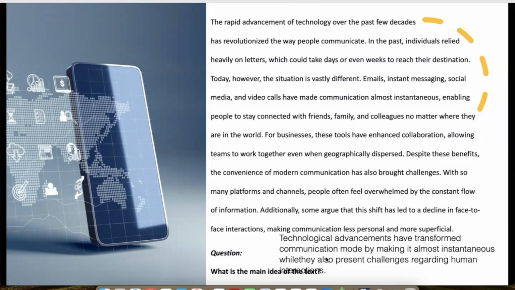Please go on. Technological advancements. The one at the bottom of the slide, okay? Can you see it? Oh, you want me to read the bottom of the slide? I can kind of see it. The one I rewrote for you, okay? Technological advancements have transformed communication mode by making it almost instantaneous, while they also present challenges regarding human interactions. Thank you. Thank you so much. Thanks a lot, guys.